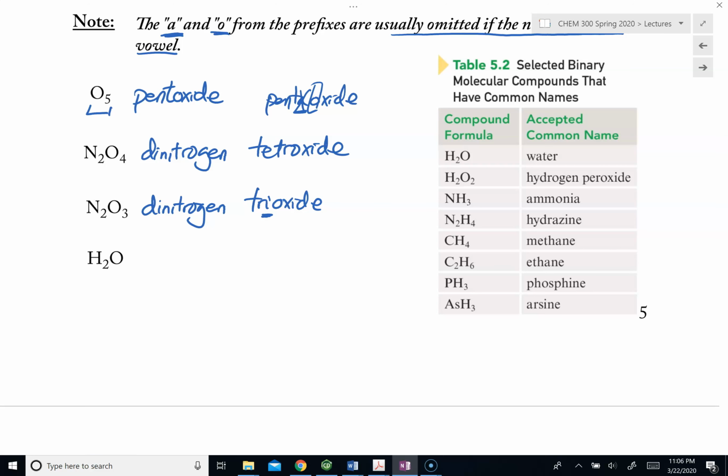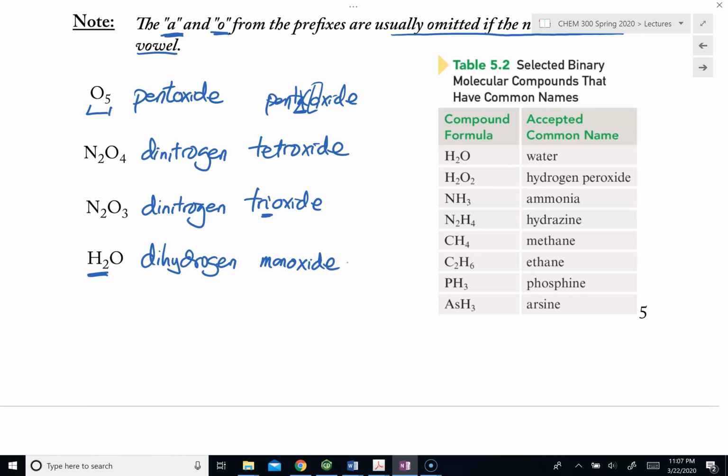And lastly, H2O. How would we name H2O systematically? In this case, there are 2 hydrogen, so dihydrogen. And now we have 1 oxygen, so we have to include mono, and monooxide. In this case, the O of mono will be omitted, so it becomes monoxide rather than monooxide. That's how we would name water systematically.